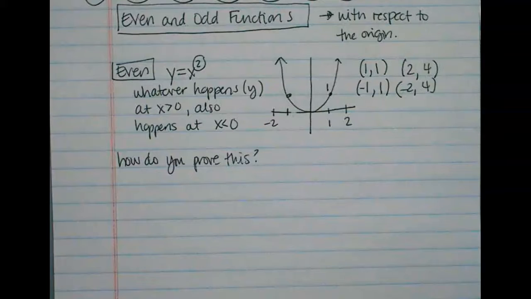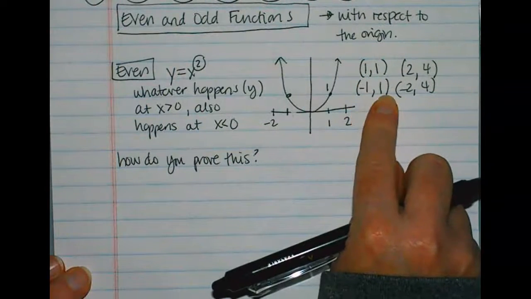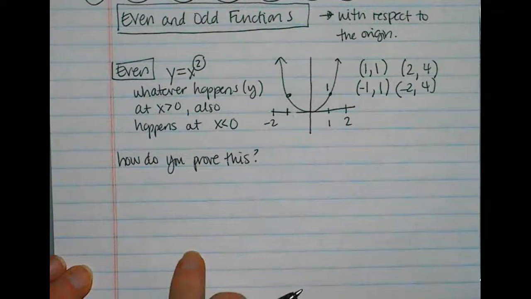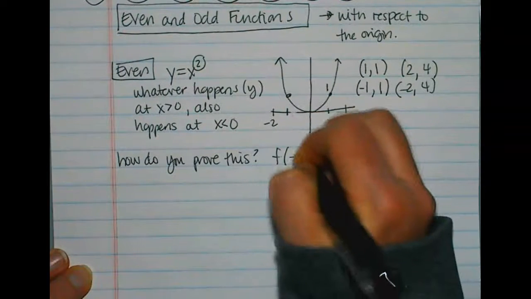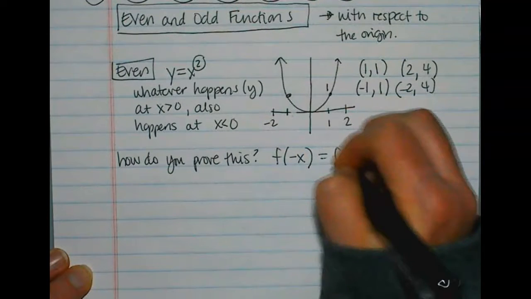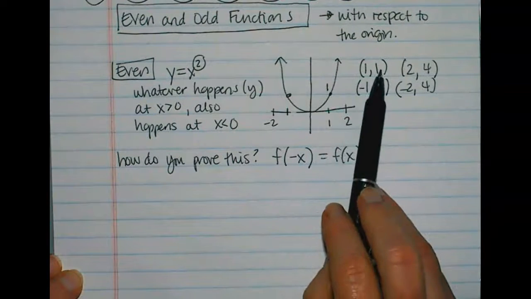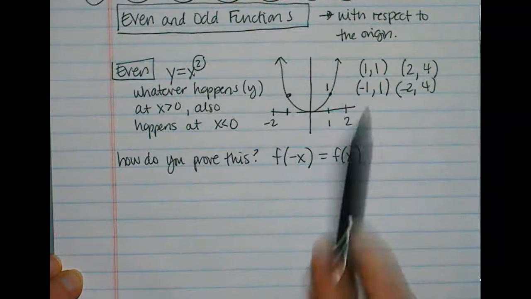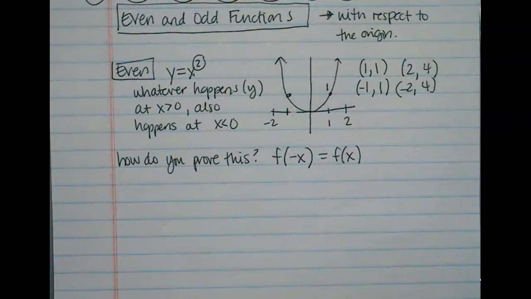So how do you prove this? You prove it just like this idea of 1 being positive or negative and giving the same y value. You test it with function notation. So if you plug in a negative value for x and you get the same value out. So if I plug in 1 and get 1, and I plug in the negative value, negative 1, and I still get 1, then this is an even function.